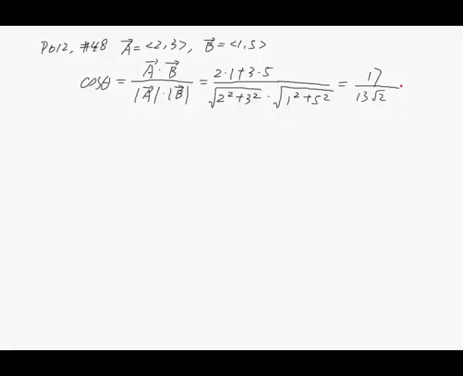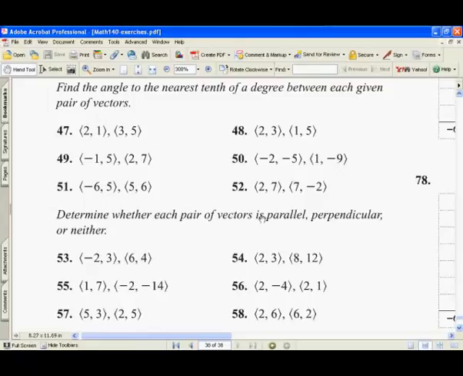So now you can use the calculator to do this computation. You can rationalize this denominator by multiplying both the numerator and denominator by root of 2. You have 13 times 2, 26, and then the numerator is 17 times root of 2. Now let's go to problem 54.